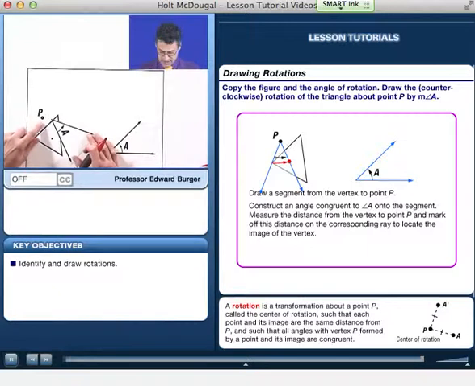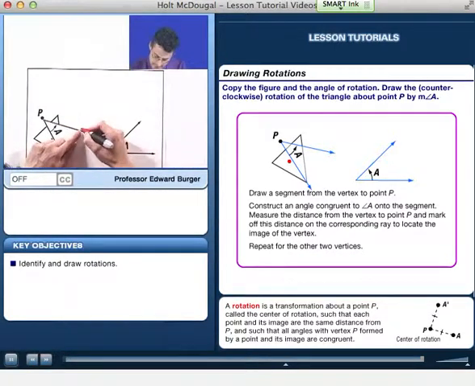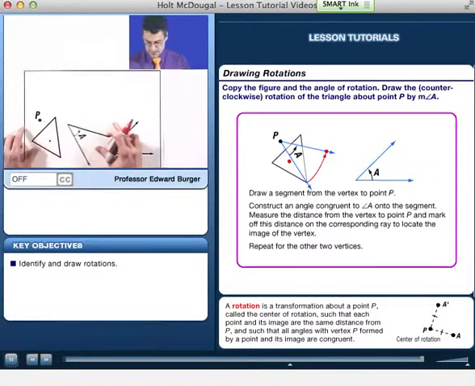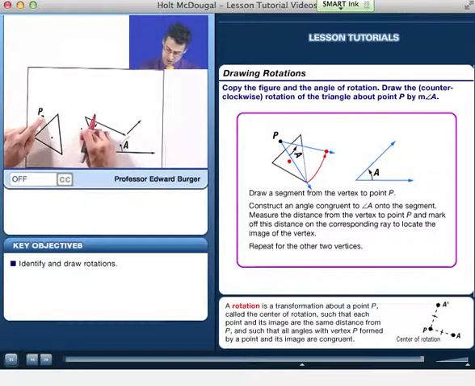Well, I do the exact same thing. I put the vertex of the angle right at P and put this lower part of the angle to here. And I just have to now measure that distance from P to that vertex, and then find that exact same distance here, which I'll mark in red. And so what I see here is that this vertex, when swung by a rotation of A, goes to there.